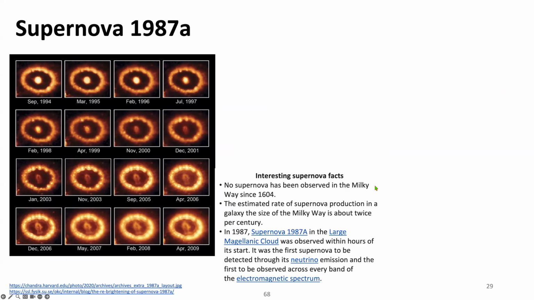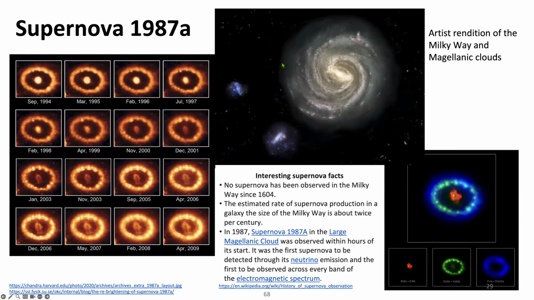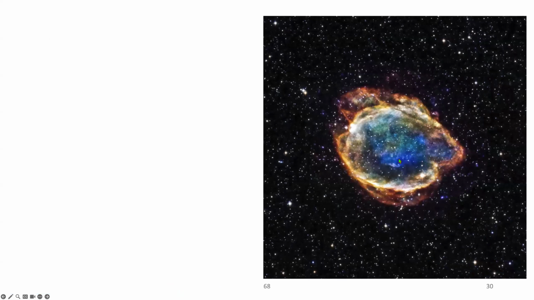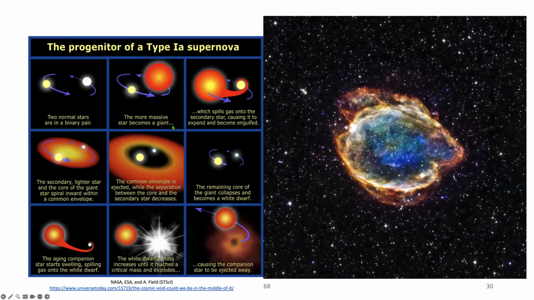And the supernovas are rare. We have not had one in the Milky Way since 1604, but we look at the Magellanic Cloud, and 1987A occurred there. So these are rare, but if we can find them, they're very important in building a cosmic ladder. So this is the remnant of 1987A, and here's a depiction of the dynamics of this type of supernova.